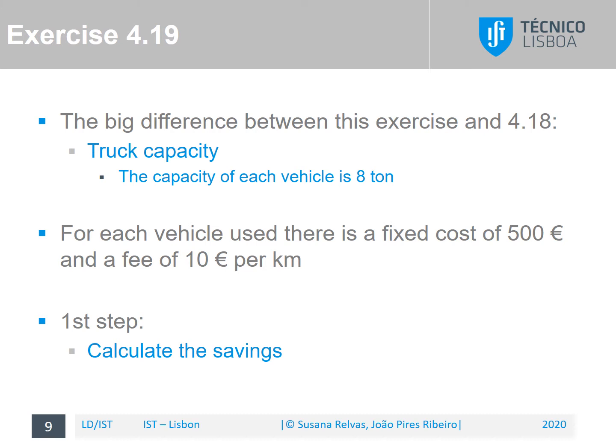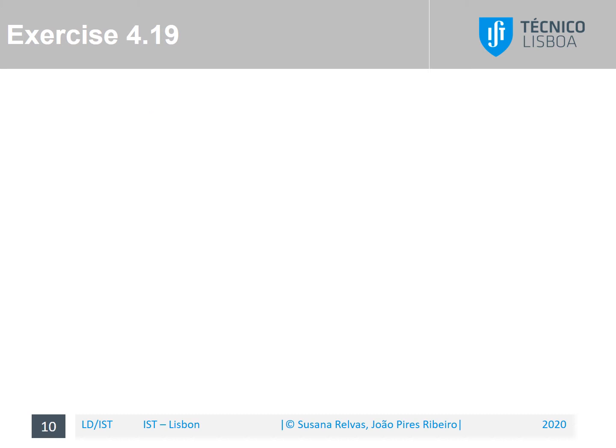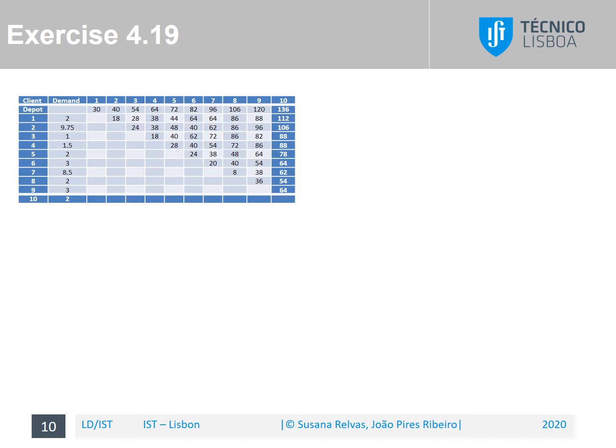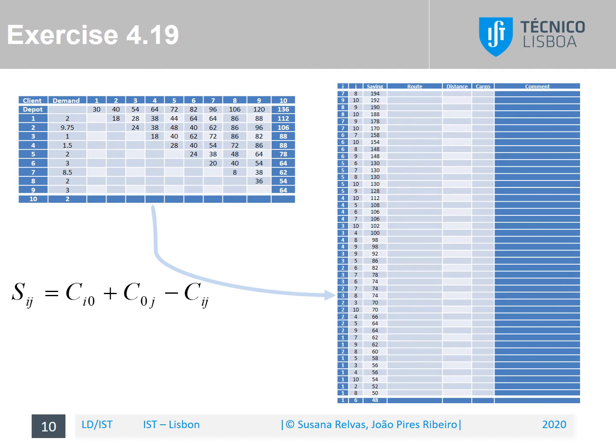And as we have done previously using the savings heuristics, the first step is to calculate those savings. With a distance matrix, we have all the information needed to use our savings formula and compute a new matrix with all the savings between each pair of clients. But before any computing of the heuristic, we have to look at our constraints. And our constraint was that the truck capacity is 8 tons. And if we look at the demand, we have 2 clients with the demand greater than 8.